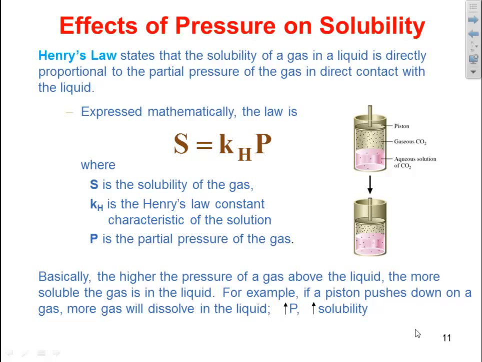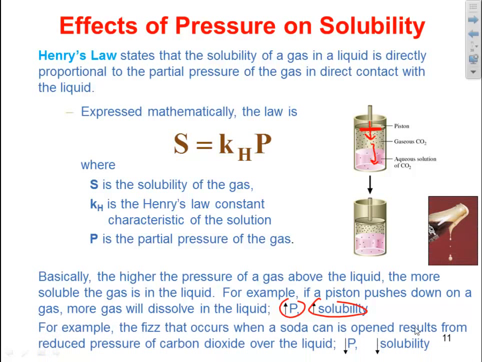For example, if you have a piston and that piston is pushed down, that gas has to go somewhere because you're losing that space, and it ends up going more into the solution, which thereby increases the solubility. So if a piston pushes down on a gas, more gas will dissolve in the liquid. If you increase the pressure, you increase the solubility.